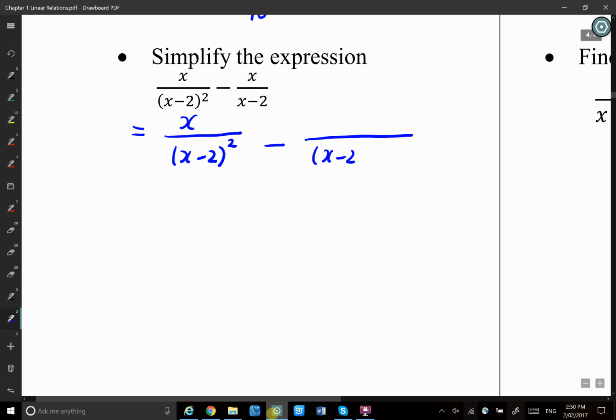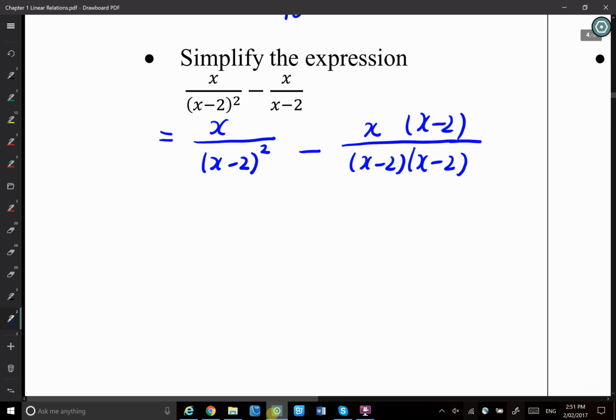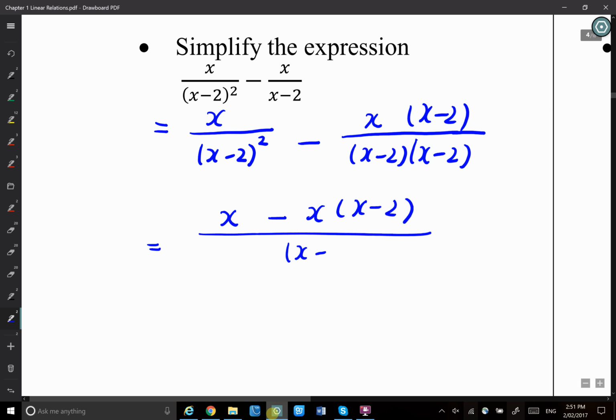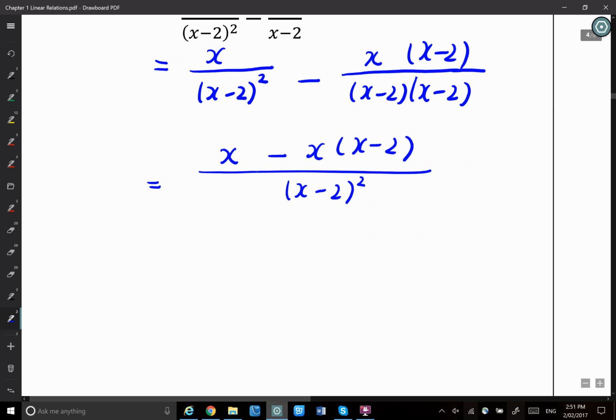Okay, next one is x over x minus 2. So I want x minus 2 squared. I just need to times another x minus 2 on it. And I will subtract the numerator and keep the same denominator like this.